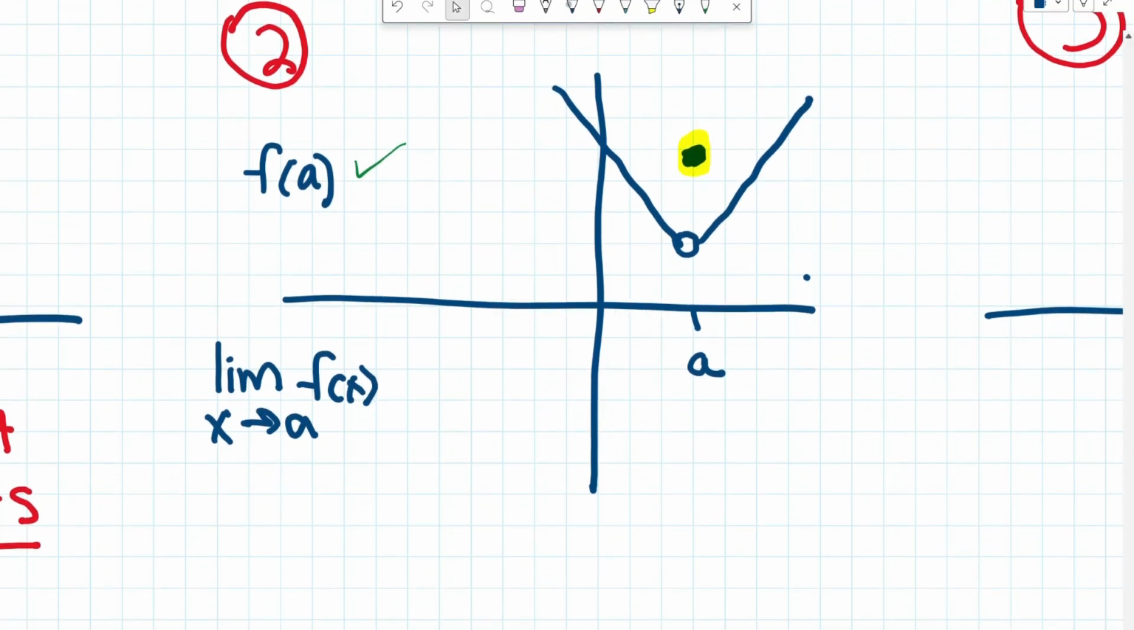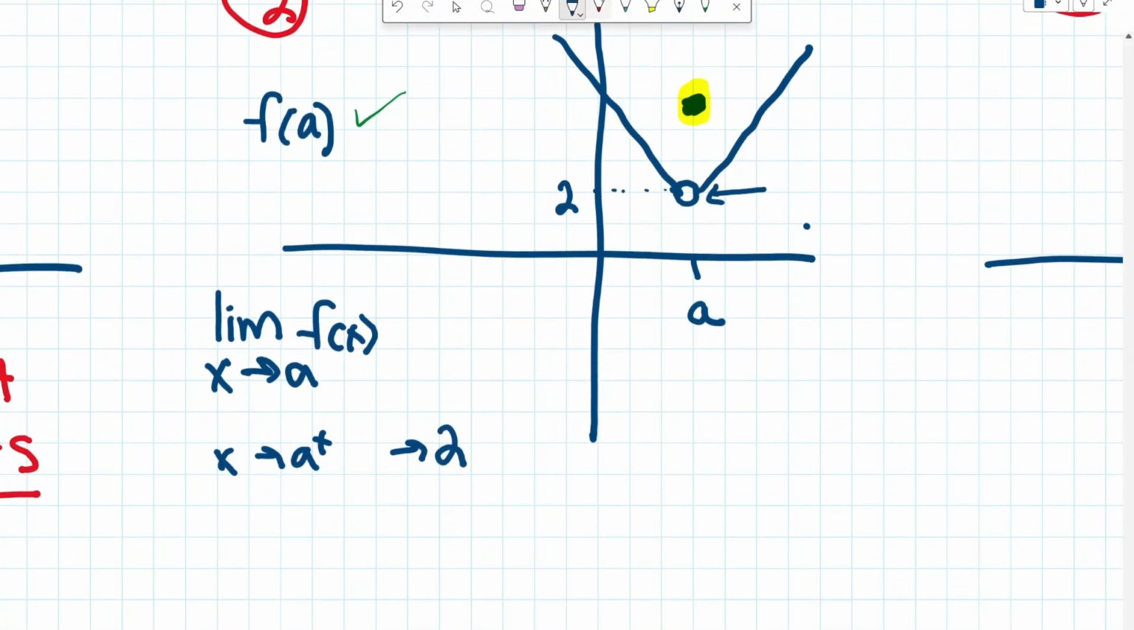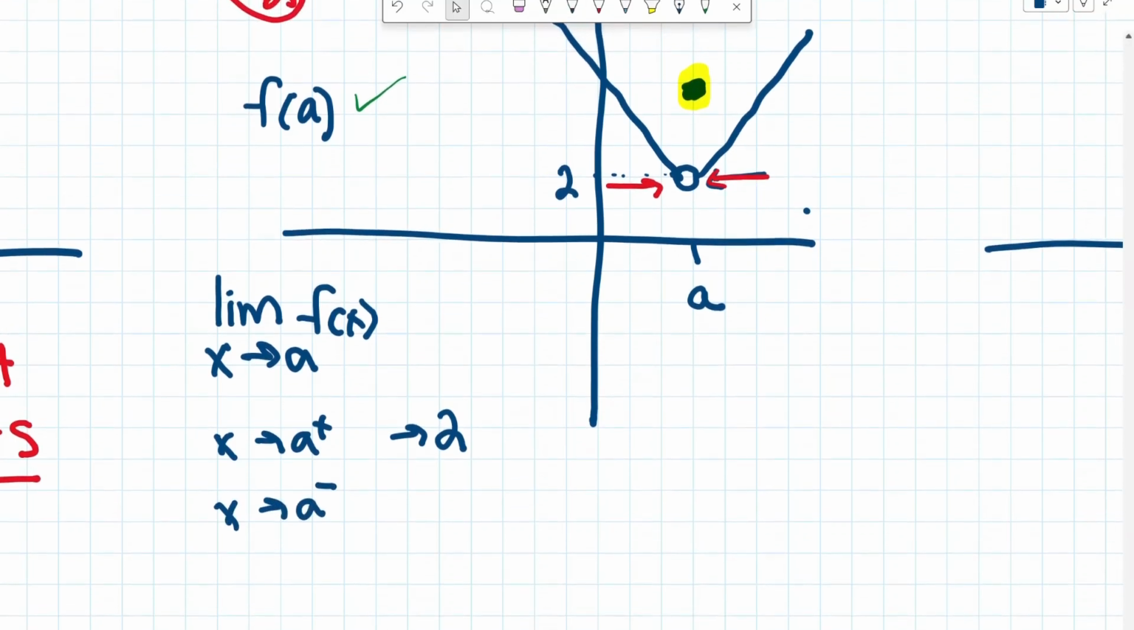So first of all, let's look at the right-hand limit. As x approaches a from the right-hand side, let's call this number over here 2, our function approaches 2. Okay, so we got a value. And now let's look from the other side. Now let's do our left-hand side. As x approaches a from the left-hand side, we can see that our function also approaches 2. So they're equal and they both exist. Therefore, the limit exists and it equals 2.